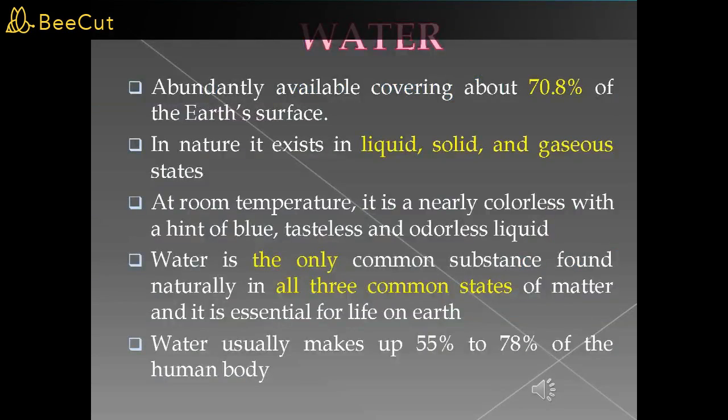As you all know, water covers about 70% of our Earth's surface. In nature, water exists in three states. You all knew this one. Of course, water can exist in liquid state, solid state, and gaseous state. At room temperature, it is nearly colorless. This is a property of water. Water can be a colorless, tasteless, and odorless liquid. Water is the only common substance found naturally in all three common states, and of course water usually makes up 55% to 78% of our body.